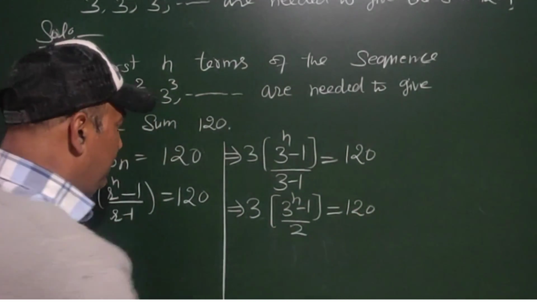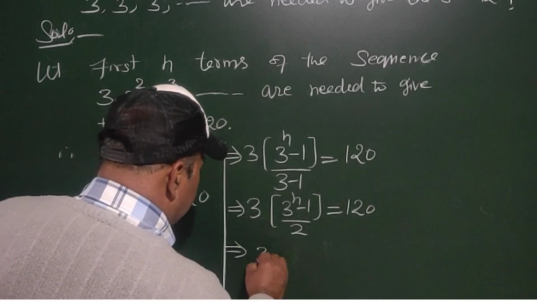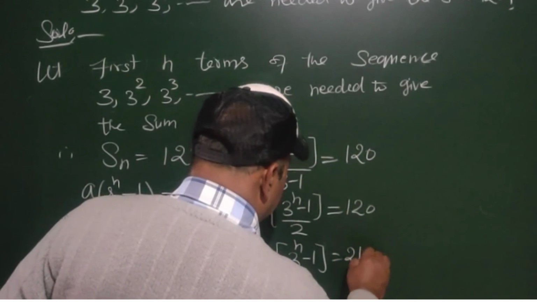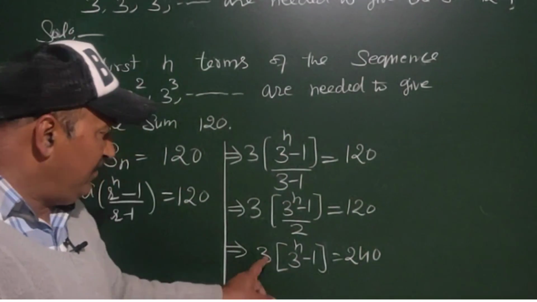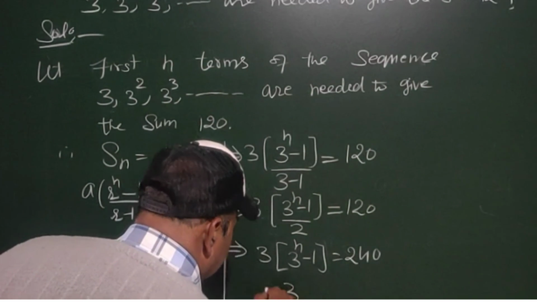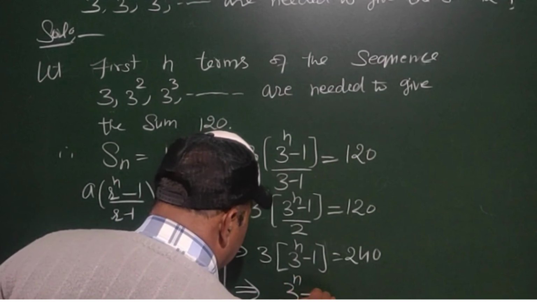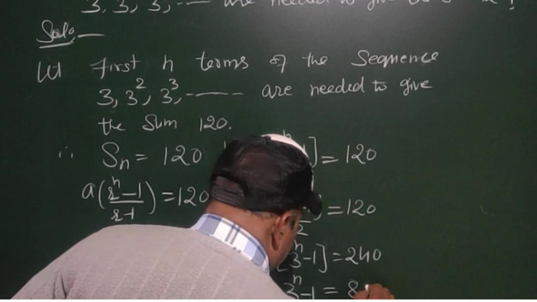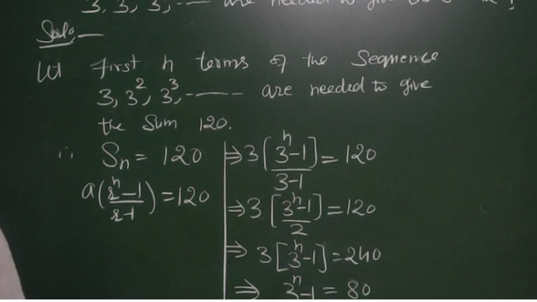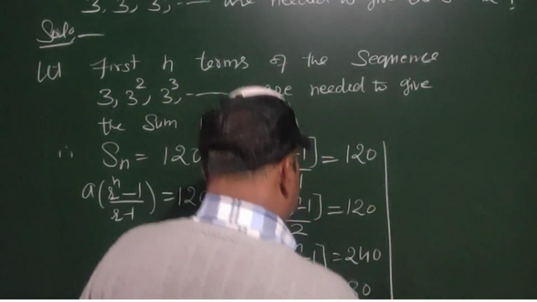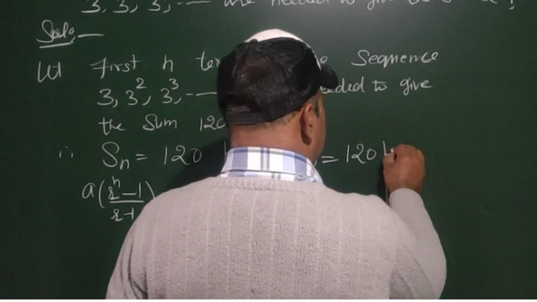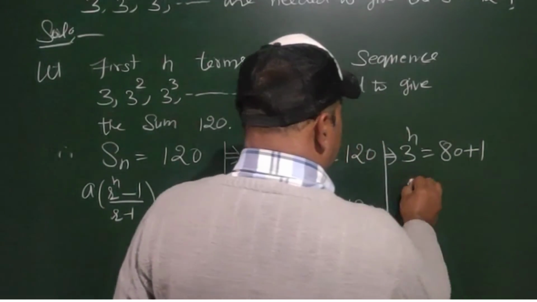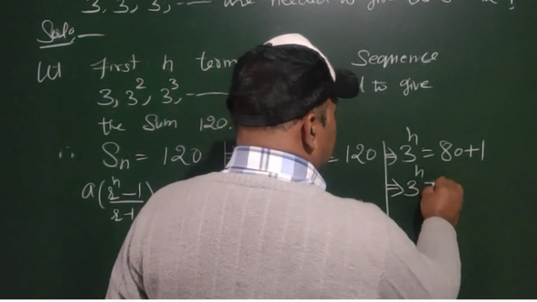Multiplying by 2, we get 3 into (3^n minus 1) is equal to 240. Dividing by 3, we get 3^n minus 1 is equal to 80. Taking minus 1 to the right side, we get 3^n is equal to 80 plus 1. 3^n is equal to 81.